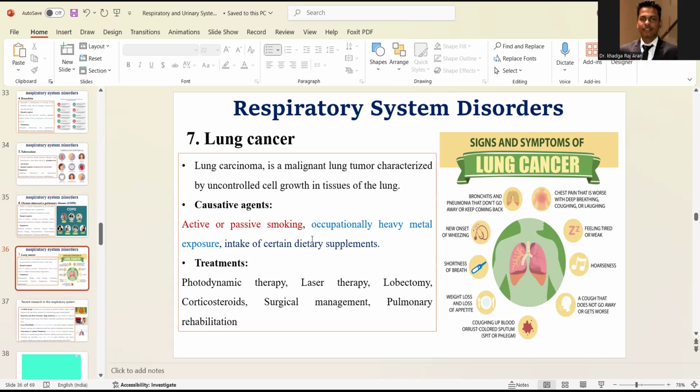So how can we treat this lung cancer? By photodynamic therapy. We can also perform laser therapy and some radiation. Through that also we can treat this lung cancer.